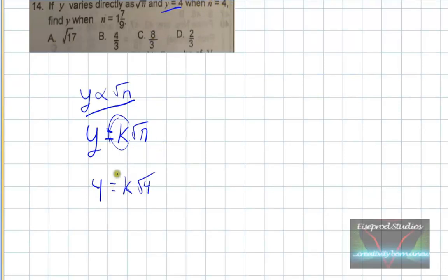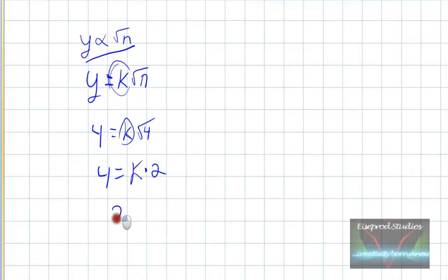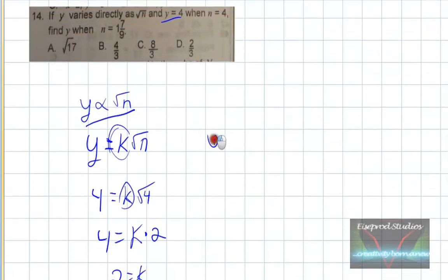Now what we need to do is figure out what k is to make this equation true. So 4 is equal to k times the square root of 4, which is 2. So then we would divide by 2, and we'd get 2 is equal to k. Good. Now we know what the constant is. So now we can rewrite our equation.